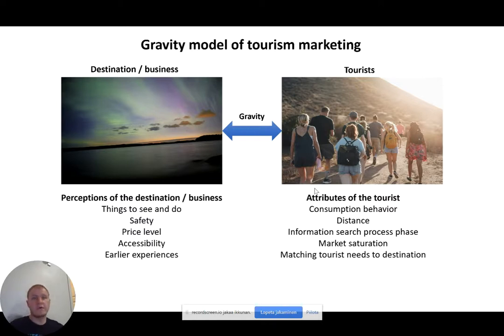And that's it for this gravity model. I think the main concept you have to understand is that it's the perceptions of the destination and or businesses that define the consumption choices of tourists. And for example, accessibility is not a factual number, but it's again perceptions of accessibility and how difficult and how costly it is for tourists to go to the destination. So the goal of marketing is to affect these perceptions in a positive way among the right tourist segments and groups and people.